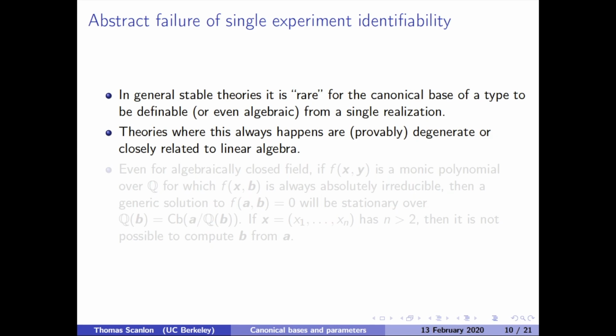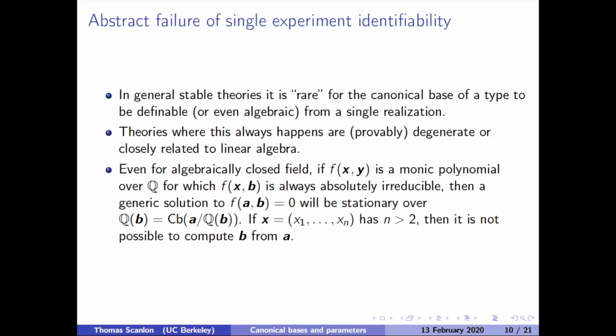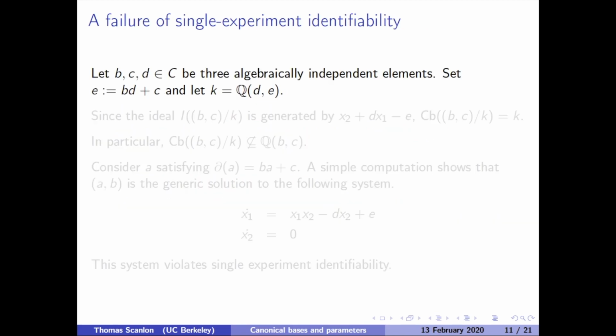So if something comes out of linear algebra, then sure, if you know one point in a coset of a vector space, and you know which linear space you're translating, you know the space. But that's basically the only time when you can be guaranteed to be able to compute from one realization. A little argument here about algebraically closed fields, but I'll ignore that and just go to the example. Okay, so I'm going to give you a construction.